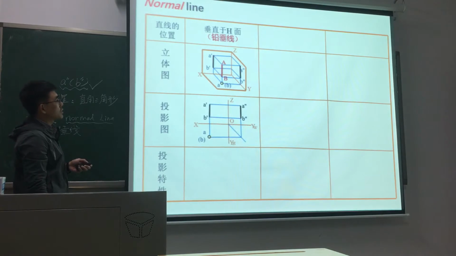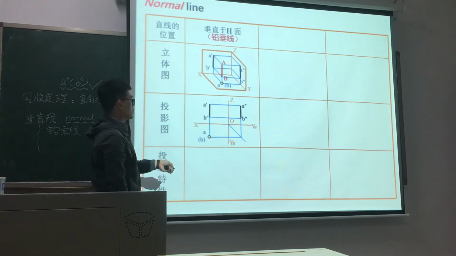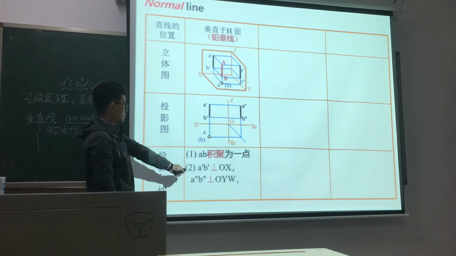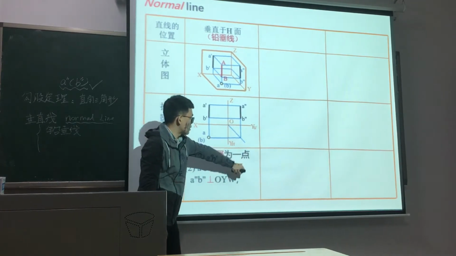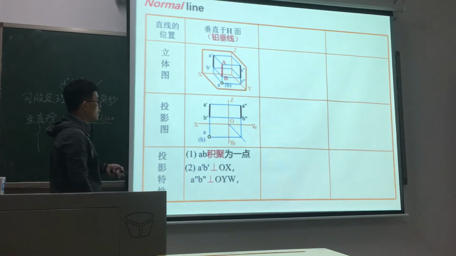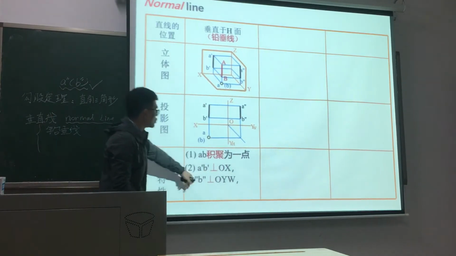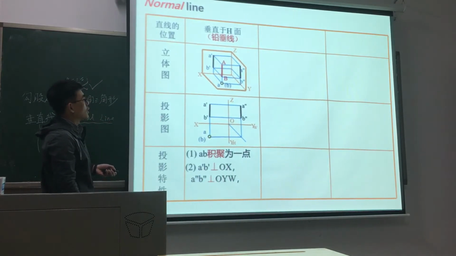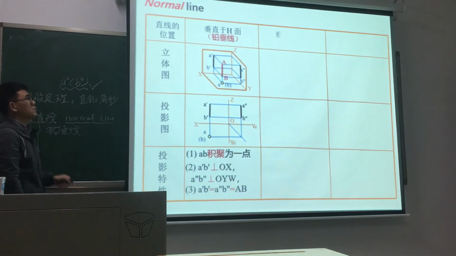So its characteristic is: if this line is perpendicular to the H-plane, the projection on the H-plane is 1 point. AB 积聚为一点, so AB is one point. Maybe this term means 1 point. So this line and this line are perpendicular to the folding line. This is the Chinese meaning. Okay, so perpendicular to the front.